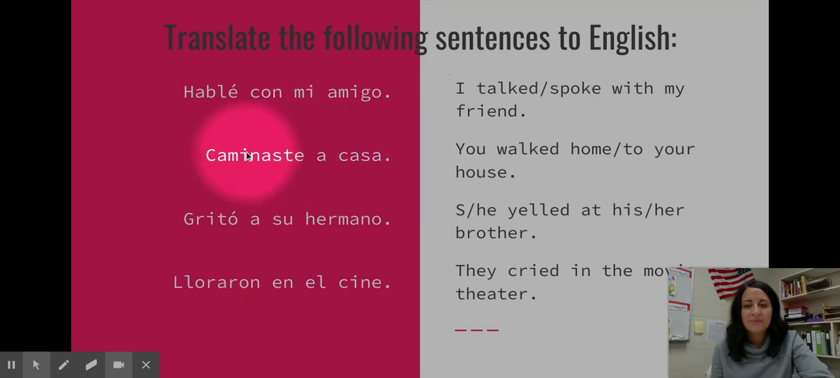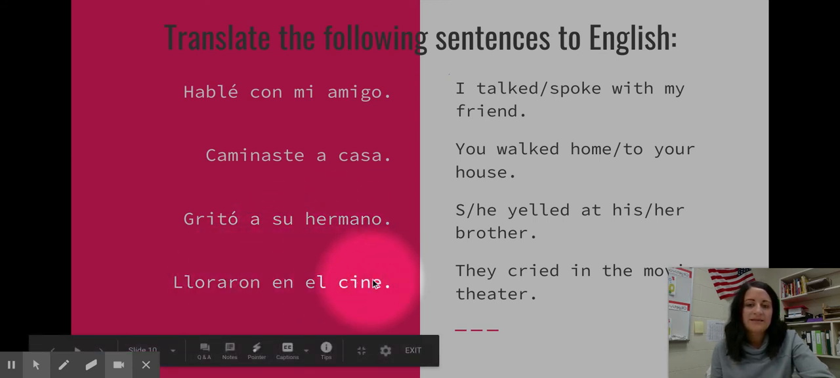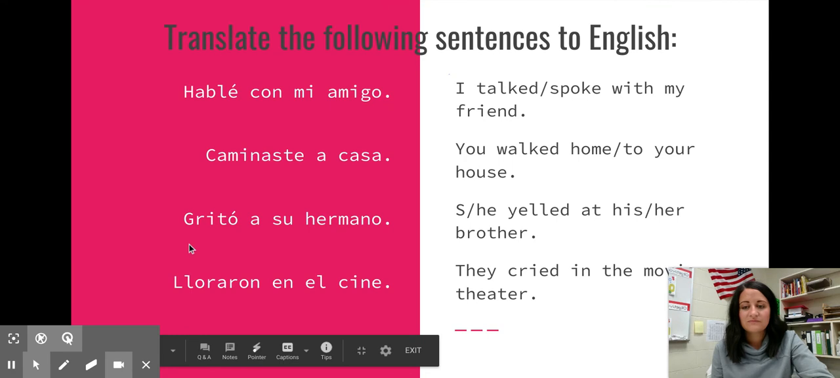Caminaste a casa. Again, pay attention to that ending. Aste is the tú ending. So caminaste, you walked to your house or you walked home. Gritó a su hermano. Gritó, he or she yelled at his or her brother. Lloraron en el cine. They cried in the theater. Remember, cine, your cognate there would be cinema.